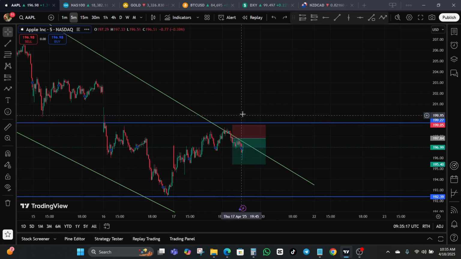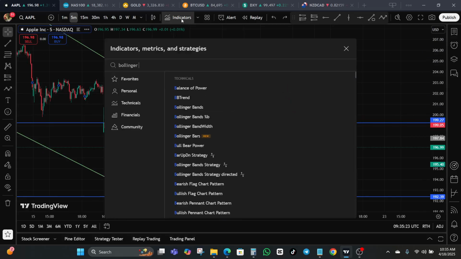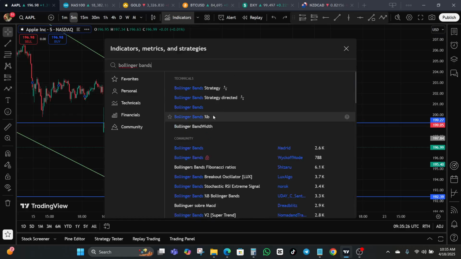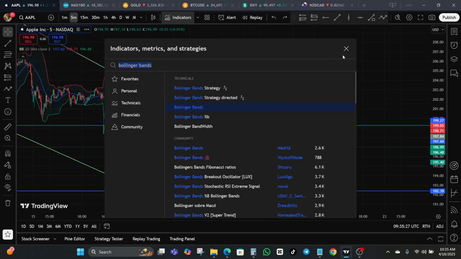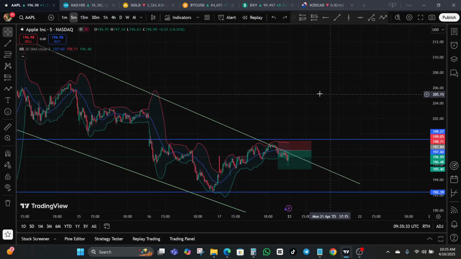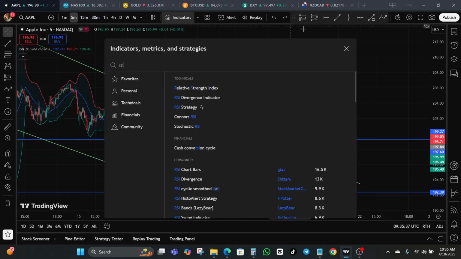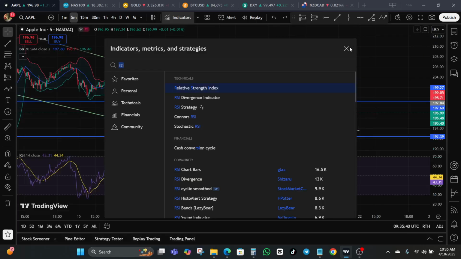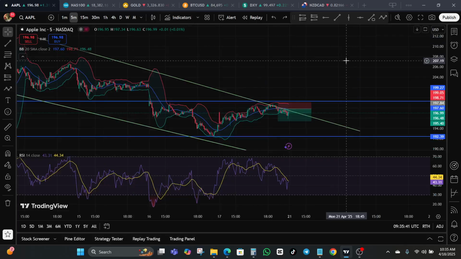Bollinger Band is actually another popular indicator that expands and contracts with volatility, right? So whichever indicator you decide to use, whether you are using the Bollinger Bands or you are using the RSI or you are using the moving averages, just ensure that you always get confirmation.